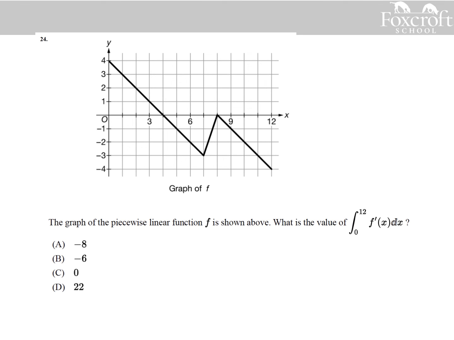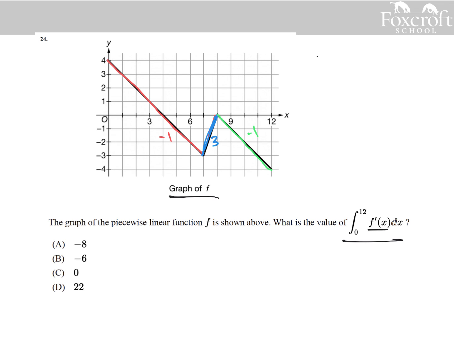The graph of the piecewise linear function f is shown above. What is the value of the integral from 0 to 12 of f prime of x dx? So this is the derivative function we're talking about, but they only give us the graph of f. There are a couple ways you could do it. You know that the derivative function is going to be the same value for this whole piece. That whole piece looks like it's slope -1. This whole piece, let's use a different color, is up 3 over 1, so that's slope 3. And this piece again is -1.